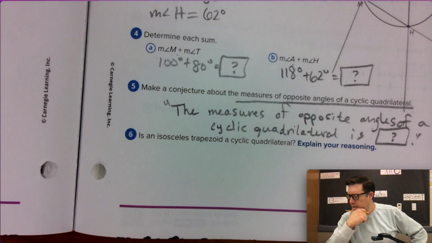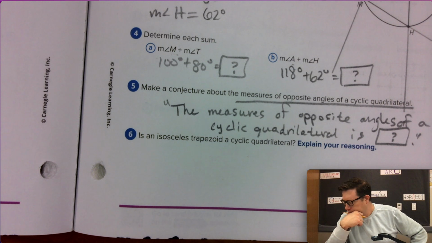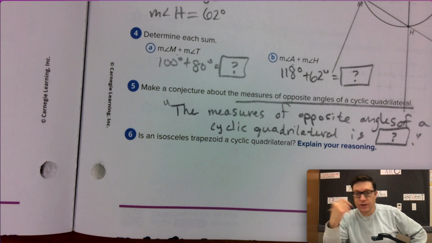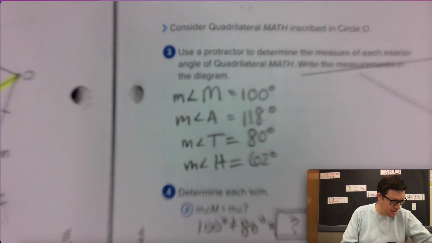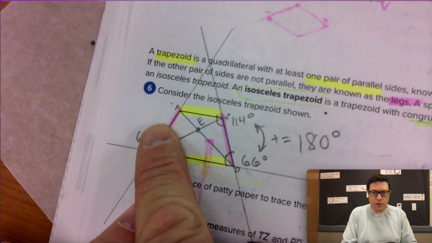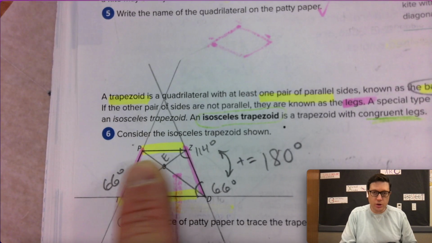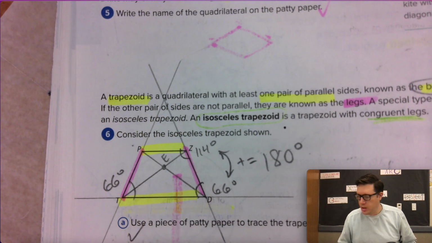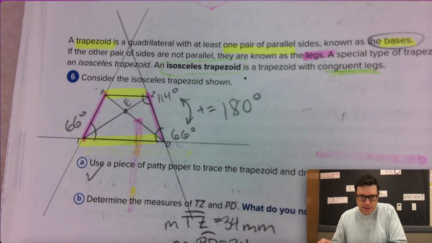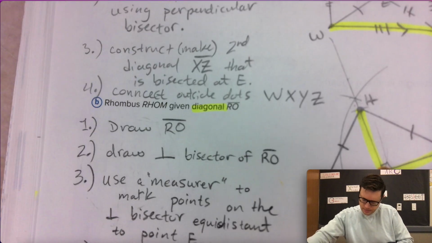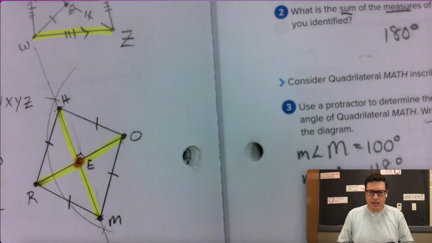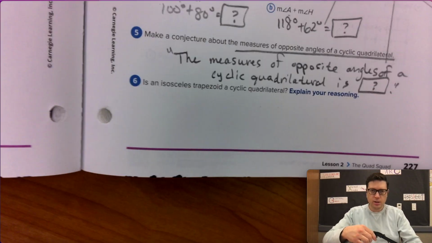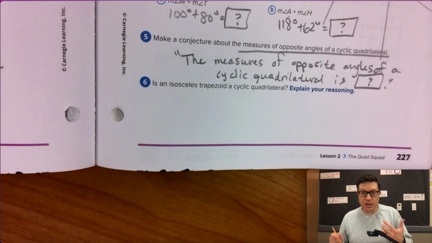Is an isosceles trapezoid a cyclic quadrilateral? I mean, if you think about it, you can go back to page 222. Page 222. Can you put these four corners on a circle? Turns out you can. And because you can, yes. In an isosceles trapezoid, the corners can lie on the edge of a circle.